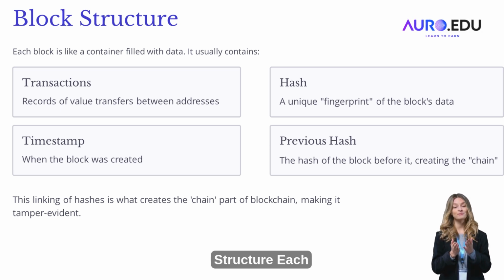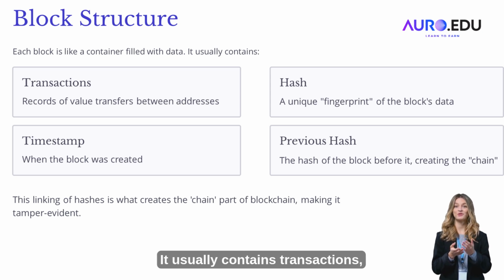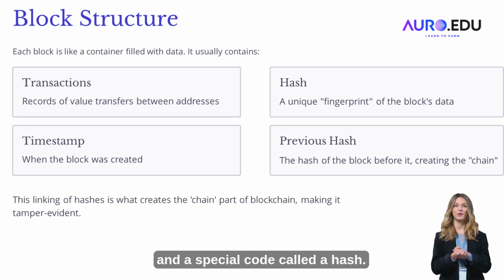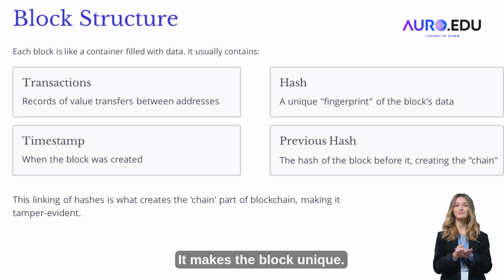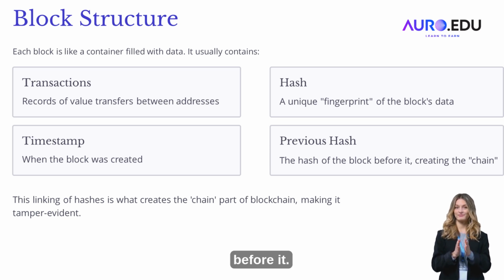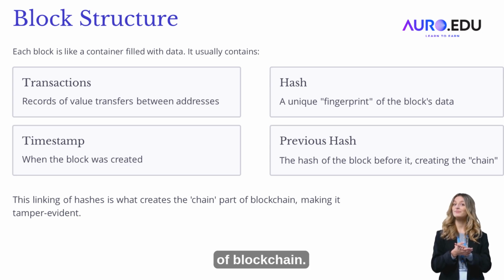Block structure. Each block is like a container filled with data. It usually contains transactions, a timestamp, and a special code called a hash. The hash works like a fingerprint for the block. It makes the block unique. Each block also stores the hash of the block before it. This linking is what creates the chain part of blockchain.